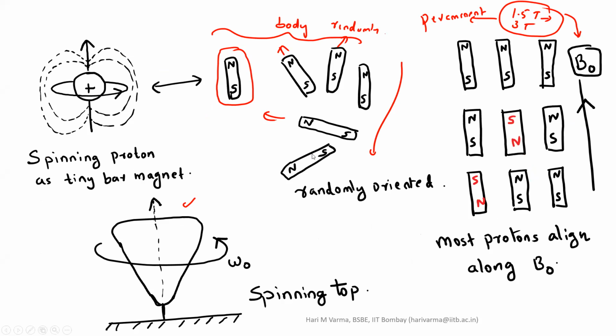Then you will see that most of these bar magnets will align along the B0 field. Not all of them, but most of them. Now, in order to get a picture of what is going on, you assume that there is a spinning top. So the spinning top is rotating here.